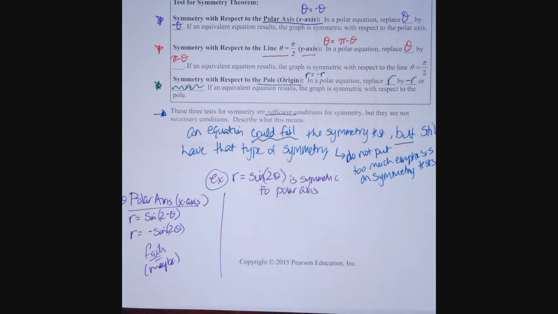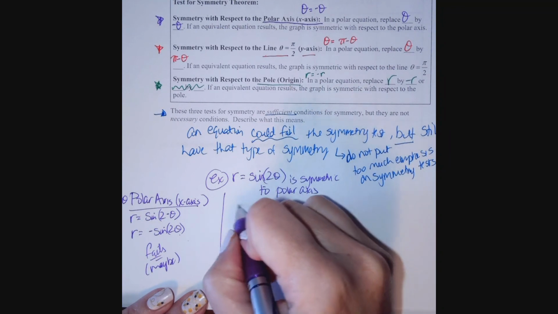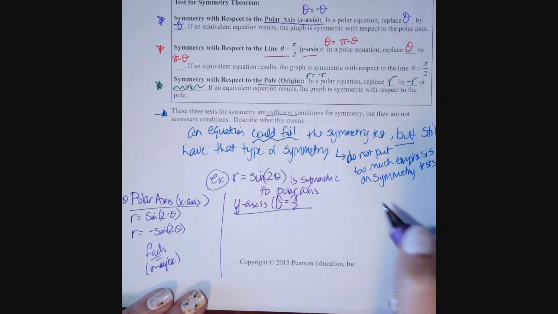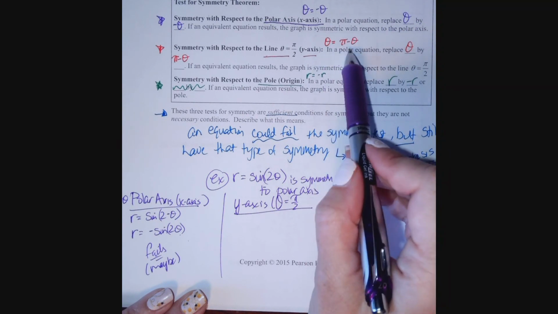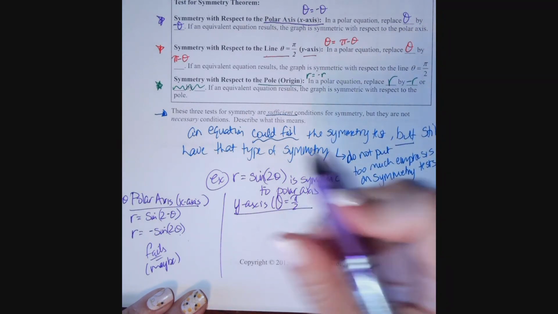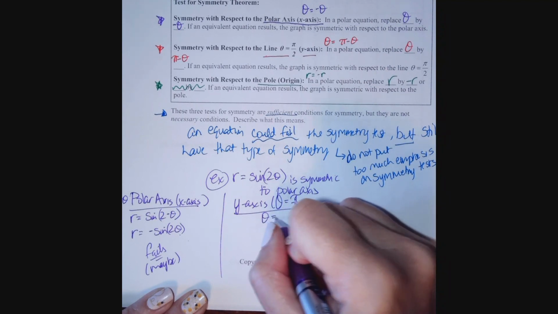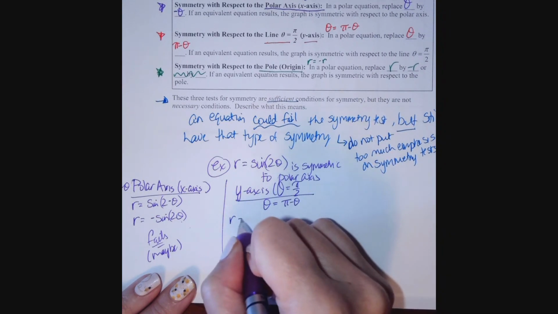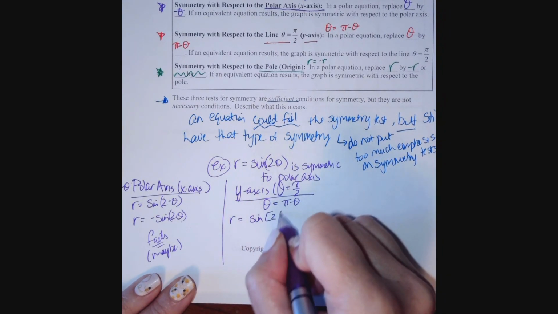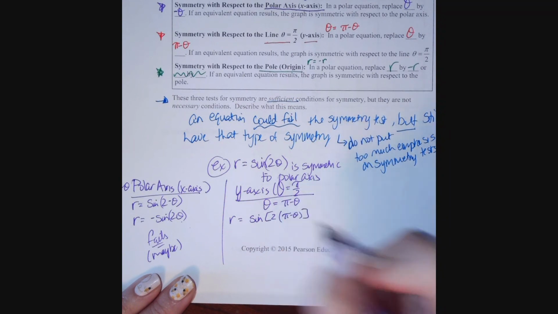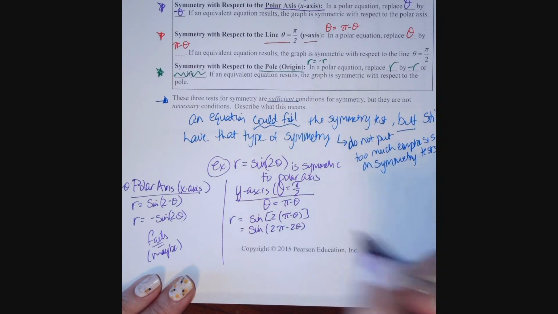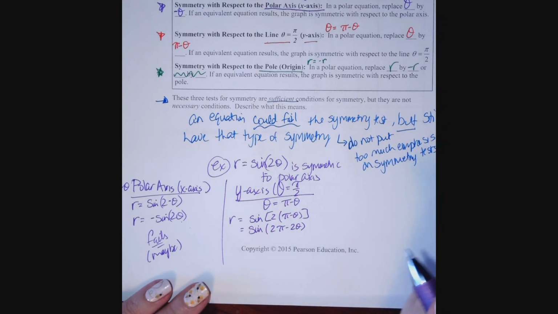My y-axis symmetry test, y-axis, which is theta equals pi half. The way I check for that type of symmetry is to plug in, where I had theta, pi minus theta. So theta is replaced with pi minus theta. In that equation, that would be r equals sine of 2 times pi minus theta, which is sine of 2 pi minus 2 theta. And that's a sine difference identity.